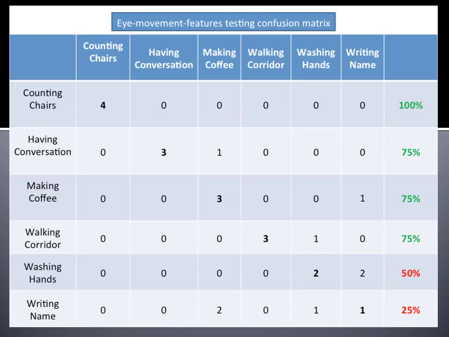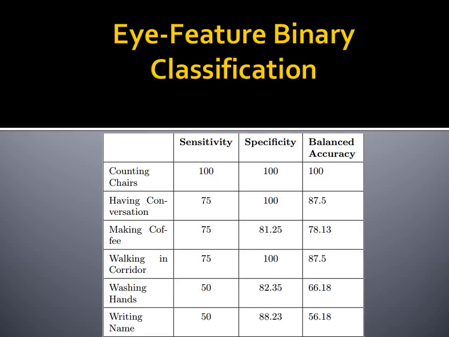We attribute this to the magnitude of the saccades involved in these tasks, since both require very slow, steady, fairly centralized eye movements. Here we can see the eye feature binary classification. Again, the washing hands and writing names tasks had the lowest accuracy due to eye movement patterns that were similar between them, which, as a result, brought the overall balance accuracy down to 79.25%.